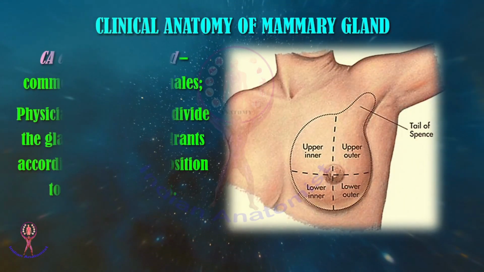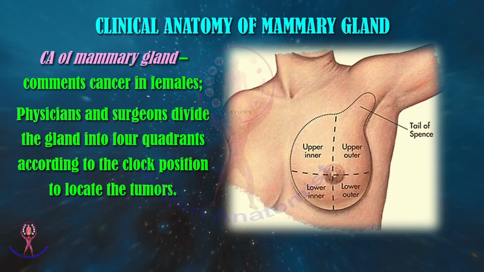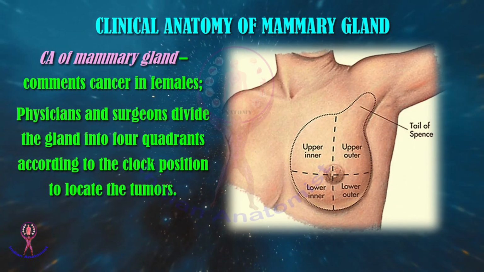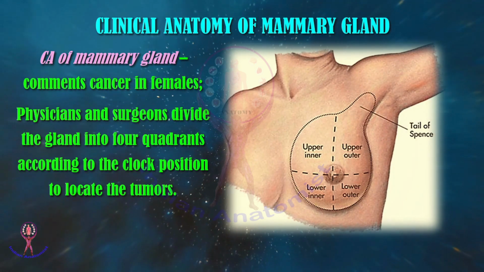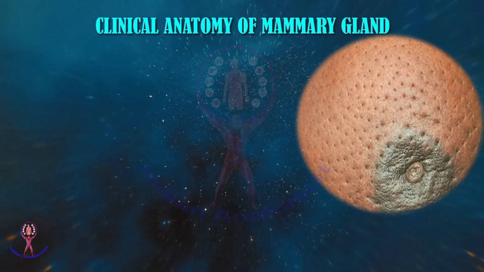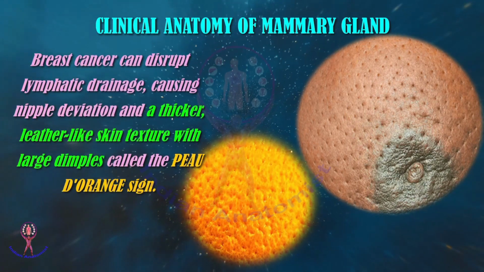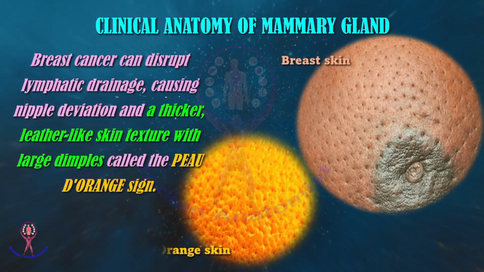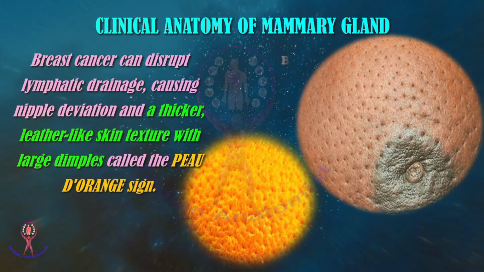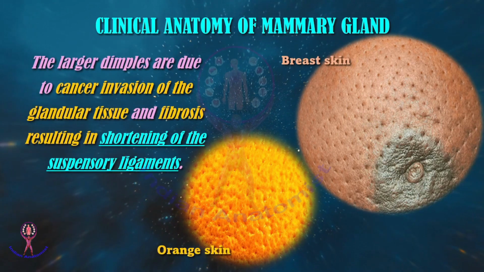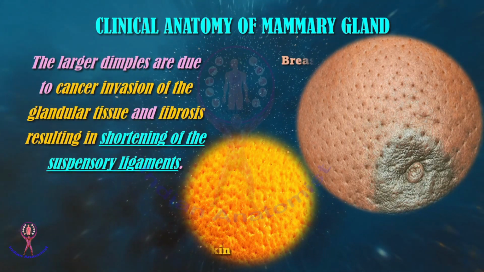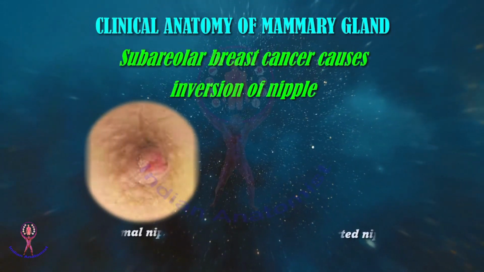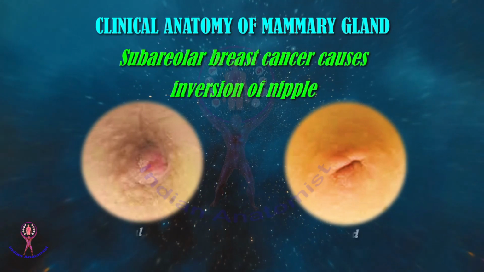The important clinical anatomy of the mammary gland is carcinoma, which is the most common cancer in females. Physicians and surgeons divide the gland into 4 quadrants according to the clock position to locate the tumors. Mammary gland cancer can disrupt lymphatic drainage, causing nipple deviation and a thicker, leather-like skin texture with large dimples called the peau d'orange sign. Please carefully see the images. The larger dimples are due to cancer invasion of the glandular tissue and fibrosis, resulting in shortening of the suspensory ligaments. Due to cancer, the subareolar mammary gland causes inversion of the nipple.